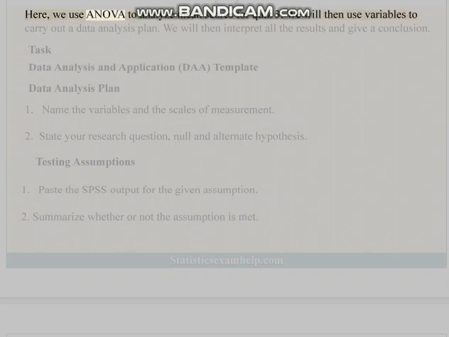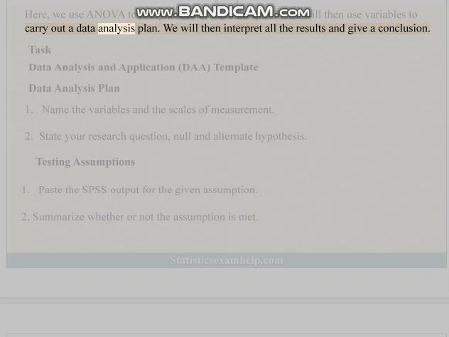Interpreting data analysis results using ANOVA. Here, we use ANOVA to analyze mean scores for Quiz 3. We will then use variables to carry out a data analysis plan. We will then interpret all the results and give a conclusion.